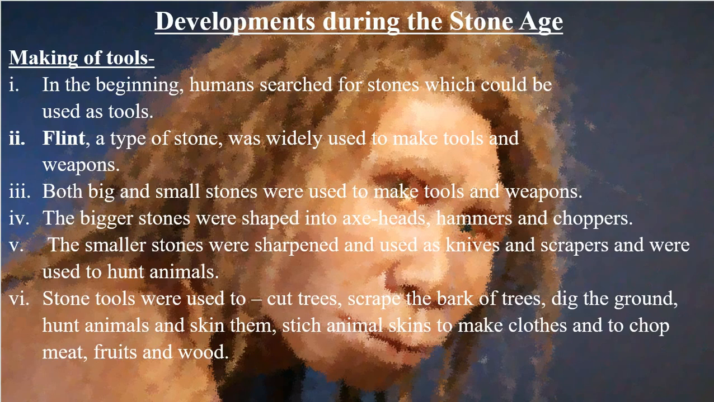So what was the use of the bigger stone? It was used for chopping, hammering, and as axe heads. The smaller ones were sharpened and used as knives and scrapers to hunt animals. The stone tools were used for various purposes.